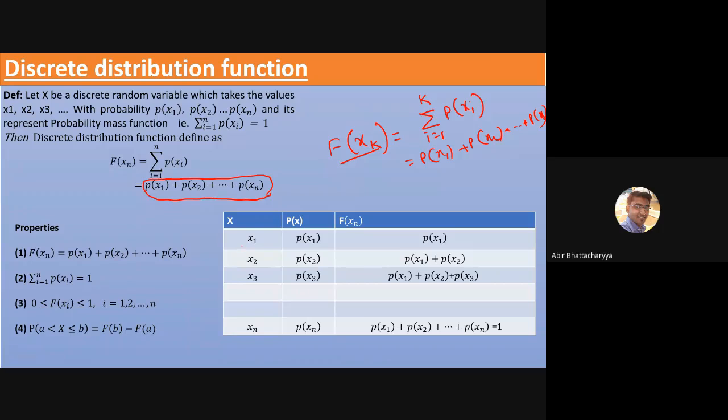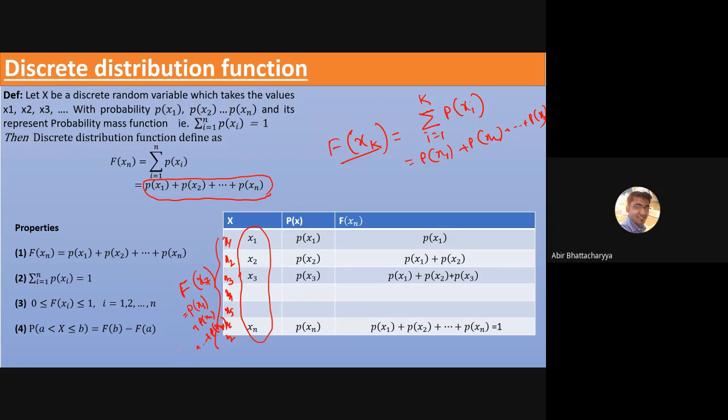Suppose there are n random variables in total. Out of n, if I want to add the first 7, x1, x2, x3, x4, x5, x6, x7, what is the meaning of this addition? The meaning of this addition is f of x7. F of x7 means the addition of all these probabilities: P of x1 plus P of x2 plus P of x3 up to P of x7. This is called the discrete distribution function.